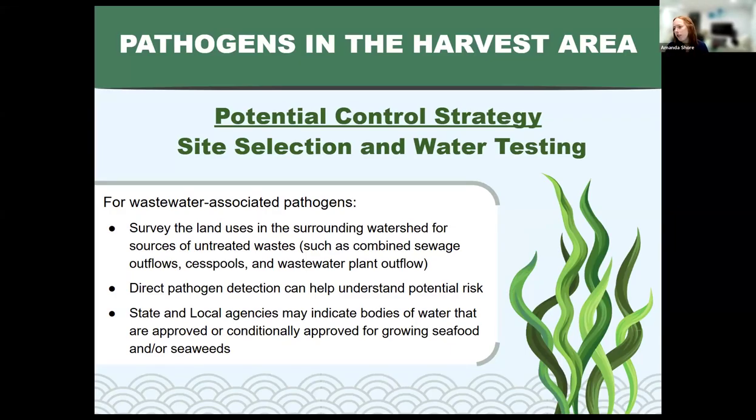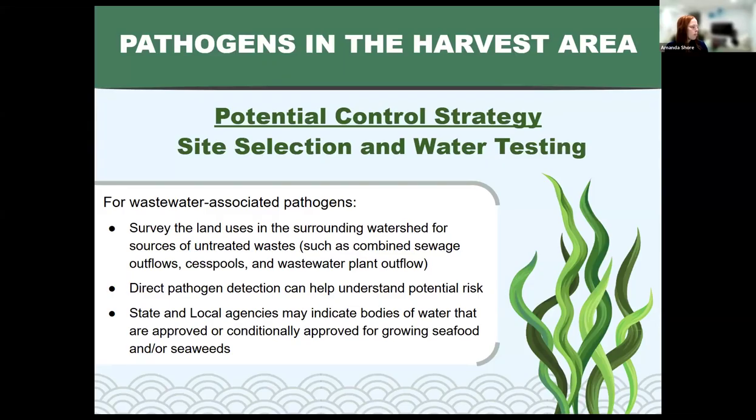All right, so strategies for this. We can just look into the land uses and have some knowledge of the surrounding watersheds, right? If you're near a combined sewage outflow, for example, we may want to reconsider putting a seaweed aquaculture site there.